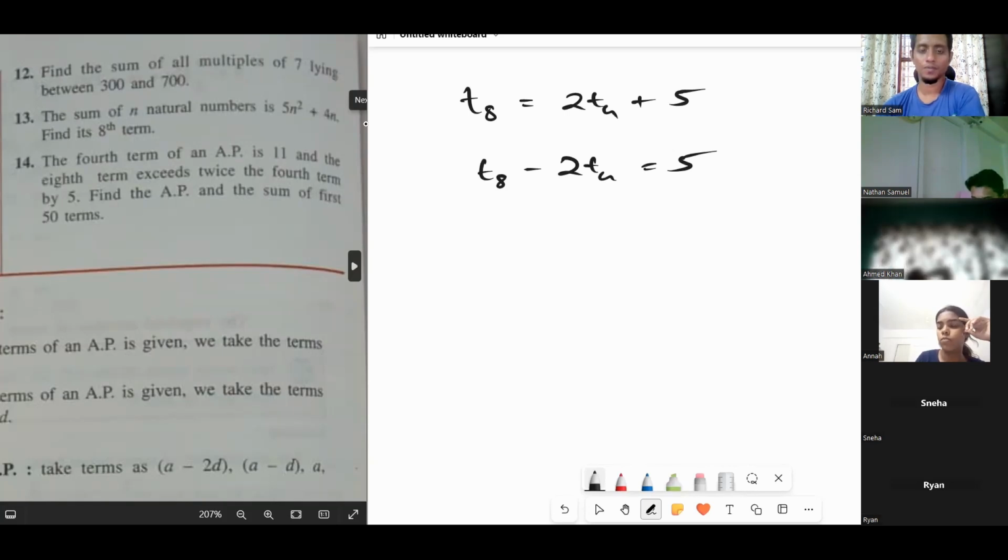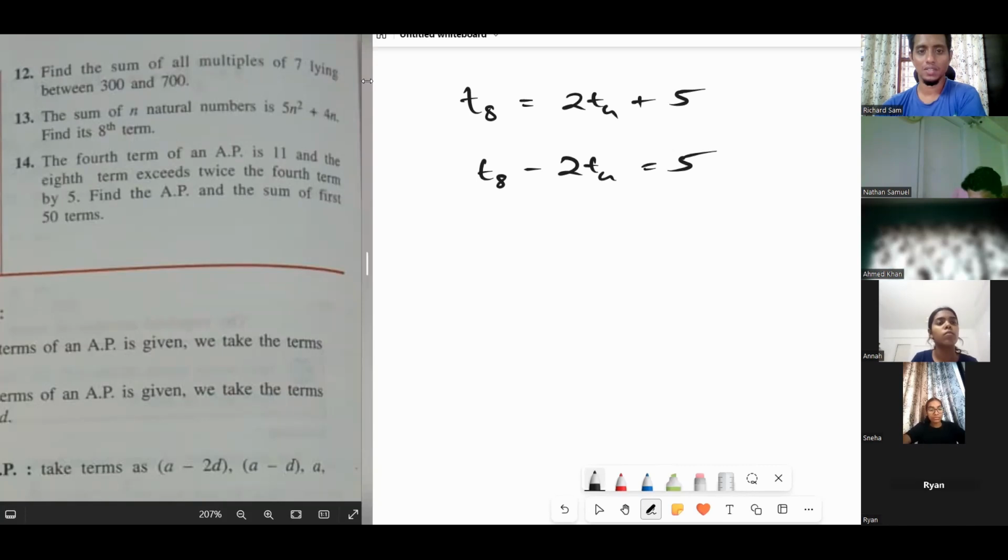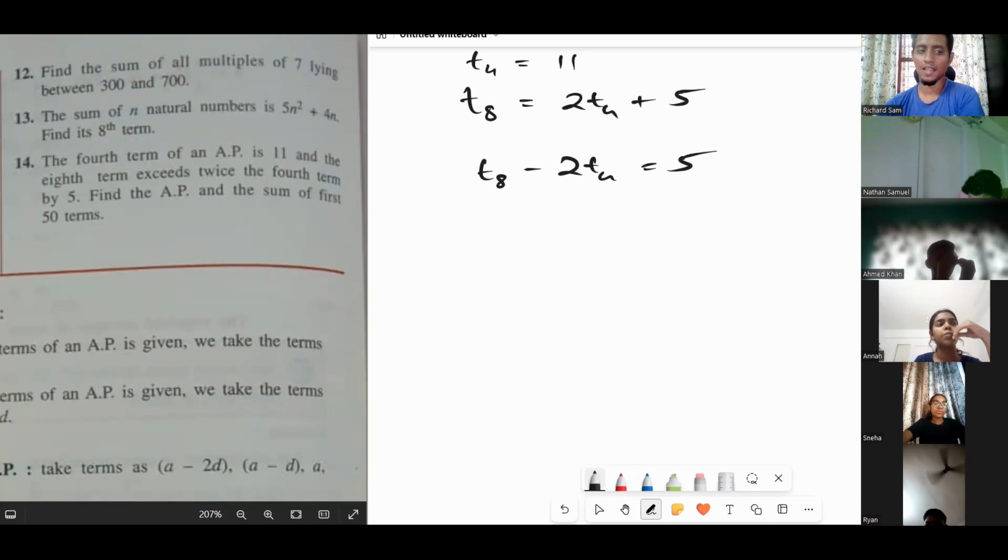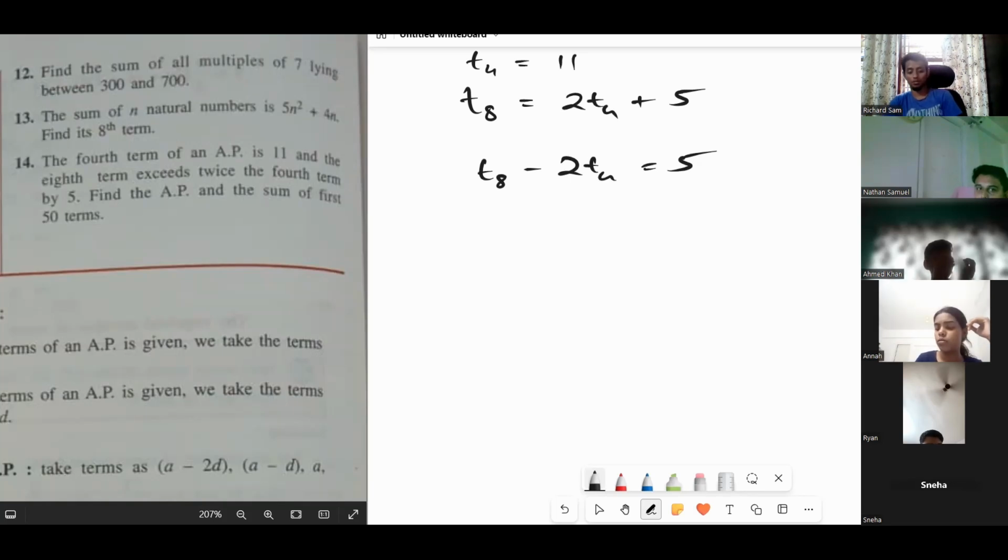Clear, everyone? So this is your second equation. What's your first equation? Fourth term of an AP is 11. That means we have the fourth term. Fourth term is 11. You can directly put that here. Okay, anyway, try solving it. You have to find the AP and the sum of the first 50 terms. So solve this and find what is A and what is D first. Find the AP.